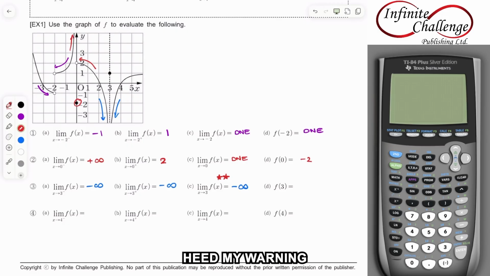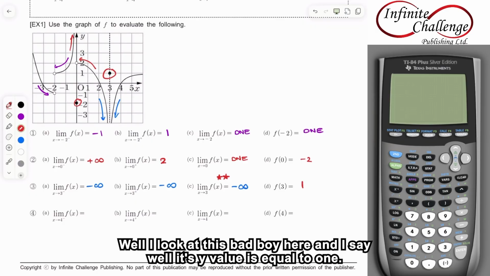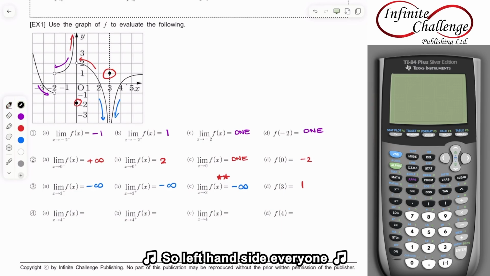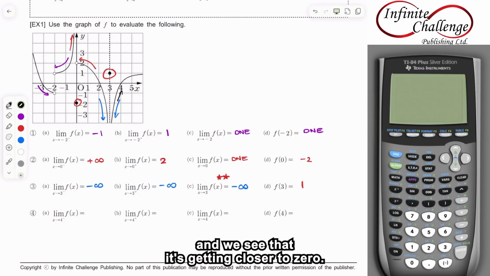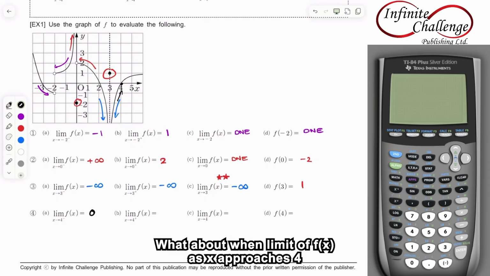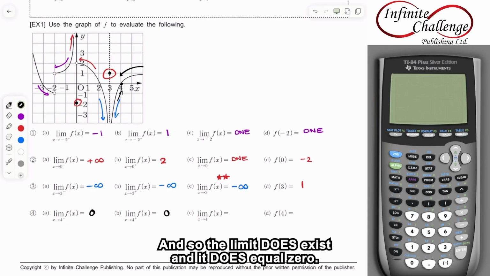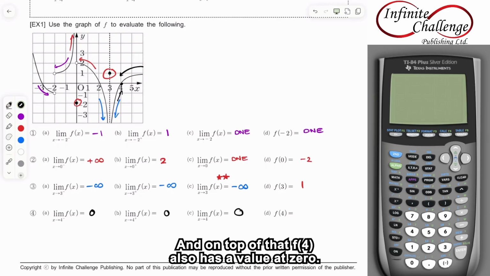Heed my warning. But f of 3, well, I look at this bad boy here and I say, well, its y value is equal to 1. The final row there, for the limit of f of x as x approaches 4 minus, so left-hand side, everyone, we see that it's getting closer to 0. What about the limit of f of x as x approaches 4 from the right-hand side? We see that, oh, it's also approaching 0. And so the limit does exist, and it does equal 0. And on top of that, f of 4 also has a value at 0.